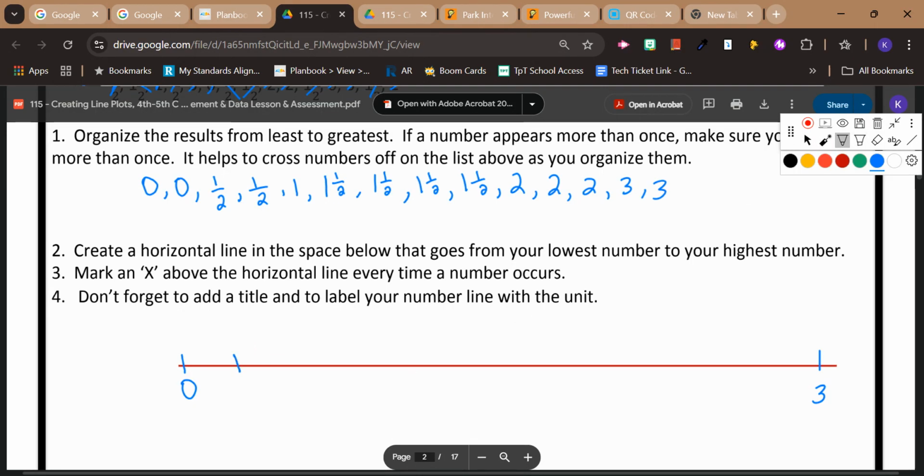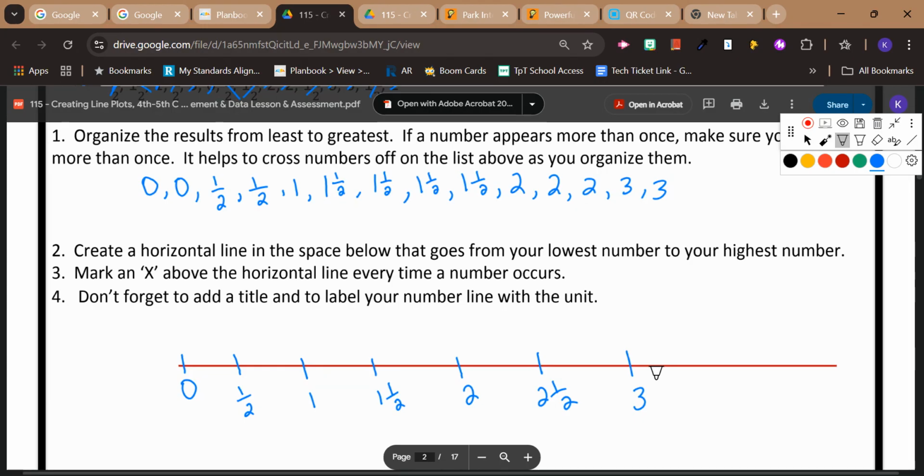So we're going to go 1/2. What comes after 1/2? 1. What comes after 1? 1.5. What comes after 1.5? 2. And what comes after 2.5? 3. And I kind of made this really long. We can adjust that. Okay?